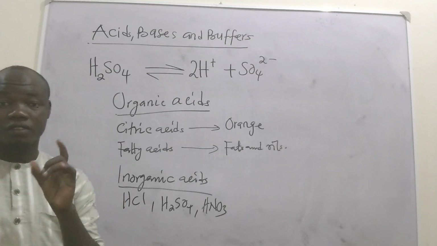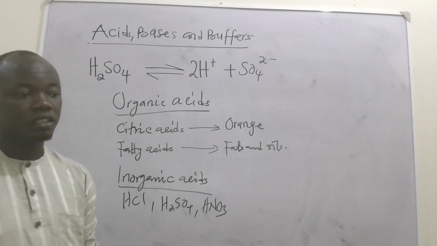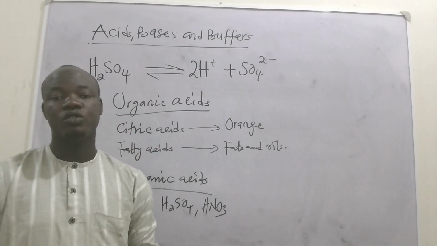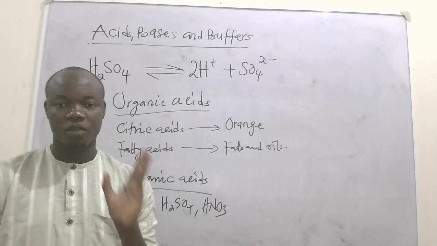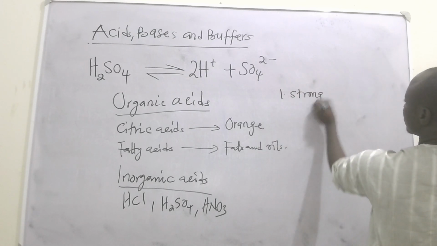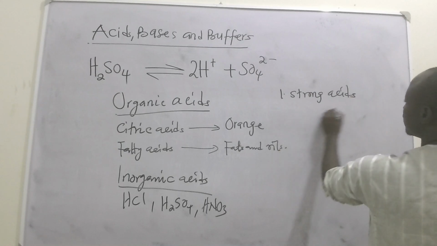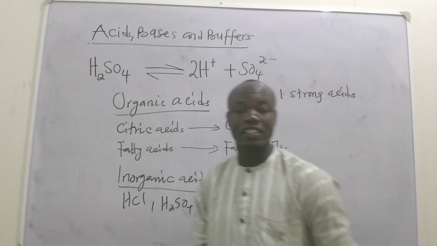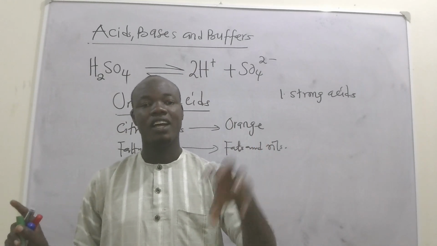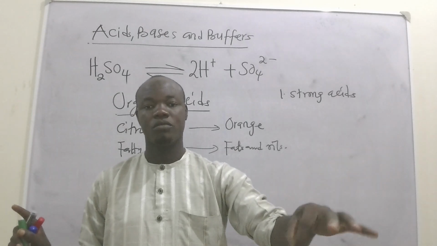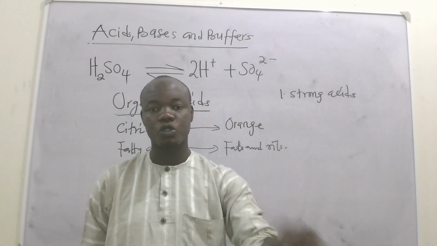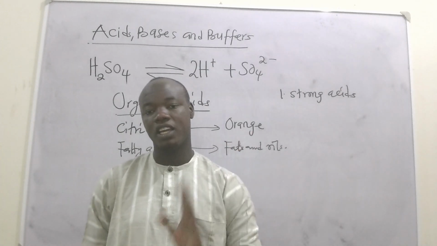And of course, we also classify acids based on their ionization, that is, how they ionize in water. So we have what we call strong acids and weak acids. A strong acid is an acid that is completely ionized in water. When you add it to water, all the hydrogen in that acid will dissociate to produce the complete hydrogen ion.